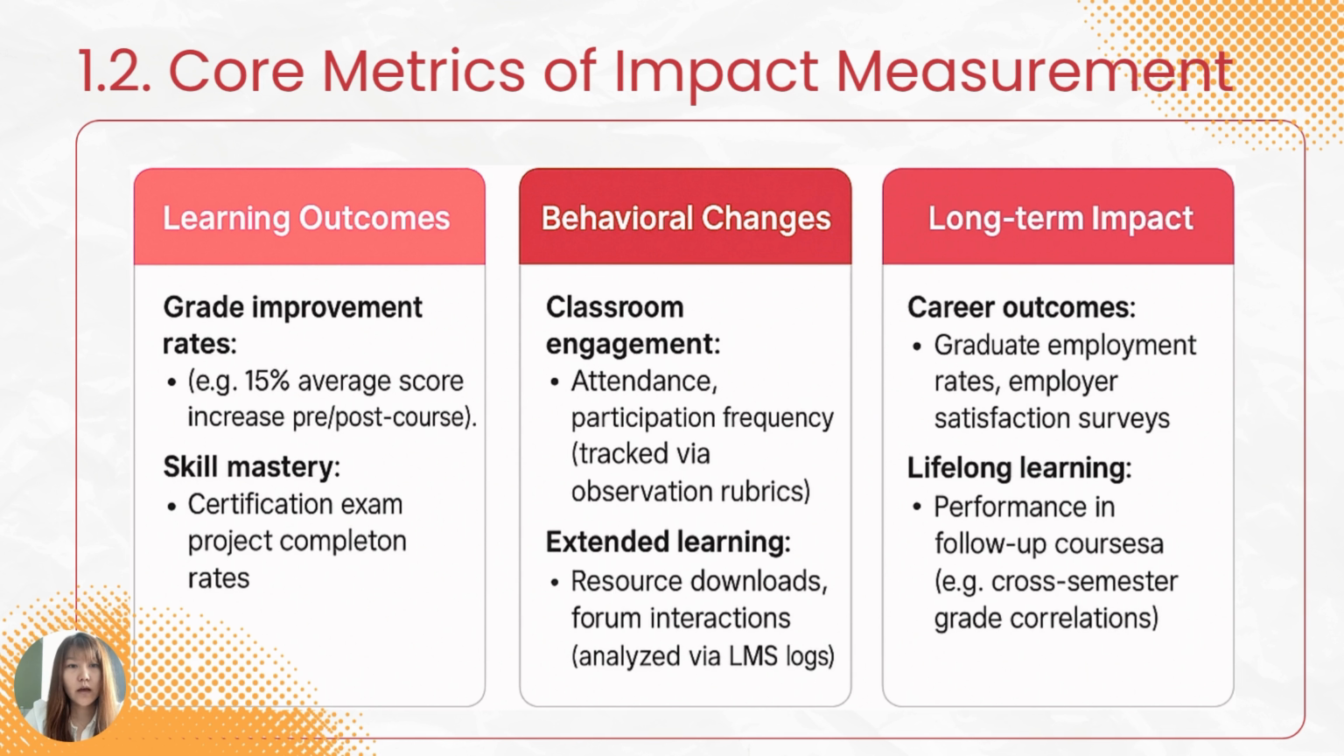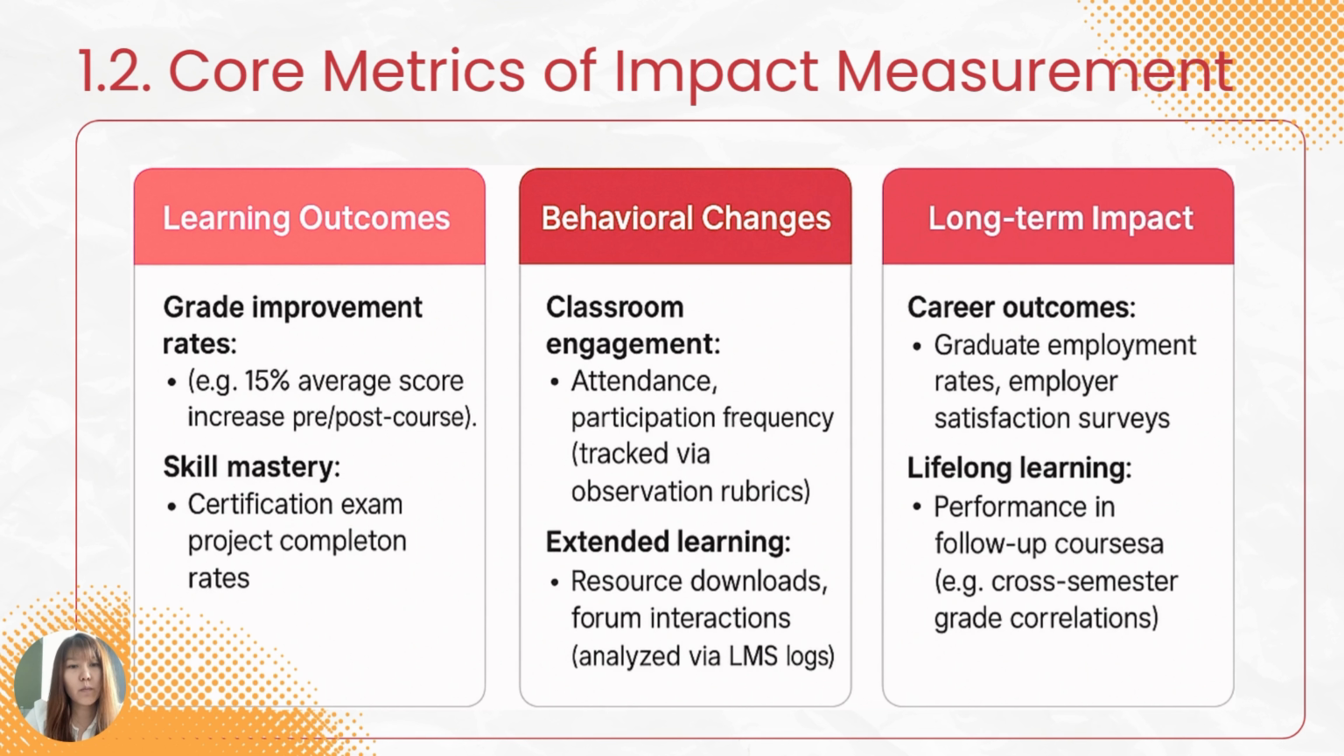First, learning outcomes, including test scores. For example, if students score 65 on a pre-test and 75 on a post-test, we might say they improved. But we have to be careful. Maybe the post-test was easier. That's why we should also check other results, like unit tests or competition awards.